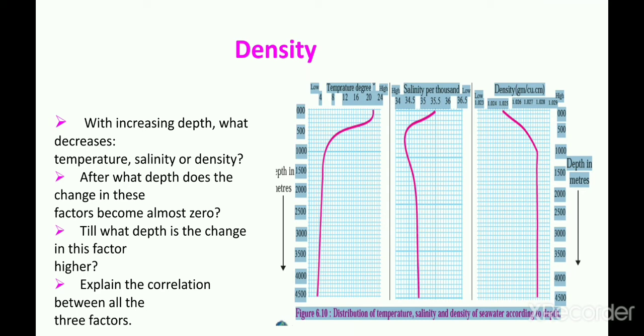The last question: explain the correlation between all these three factors. If temperature is less, density is more. You can see in the diagrams also that if the temperature is less, density is more, and if salinity is less, then density is also less. However, if the temperature is less, then the density is more despite less salinity. This is the diagram about the distribution of temperature, salinity and density of seawater according to depth.